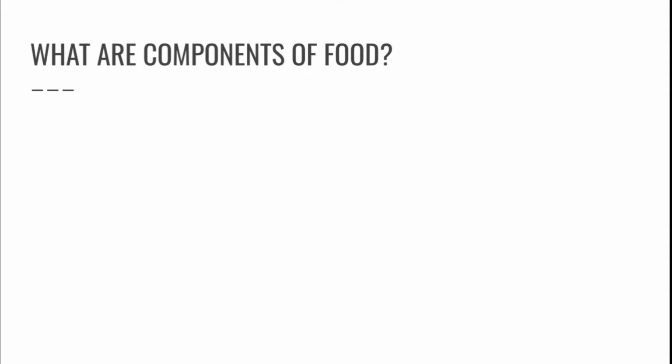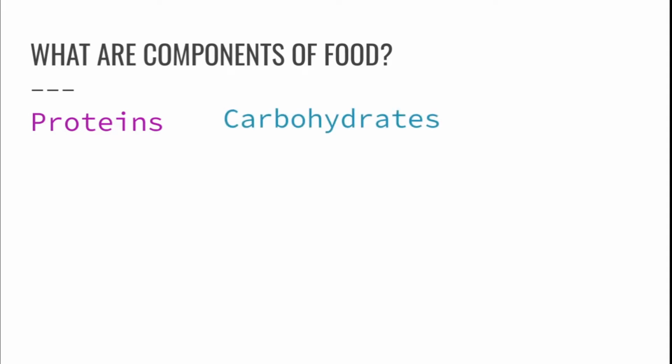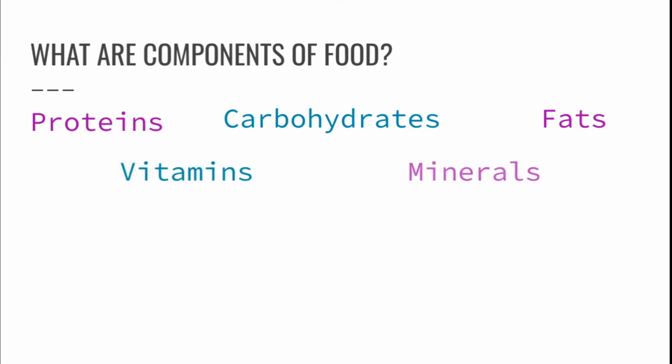Now this should be very easy for you because you have already studied it in your lower classes. One of the components is proteins. This is used by the body to build your muscles. Then we have carbohydrates, which give you energy. And we also have fats, which are used by the body to store energy for future use. Then we have vitamins, which are very essential for boosting your immunity. Then we have minerals, which are necessary for your growth. For example, calcium is used by the bones.